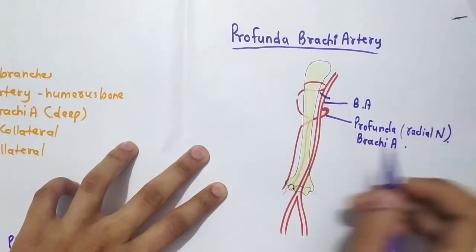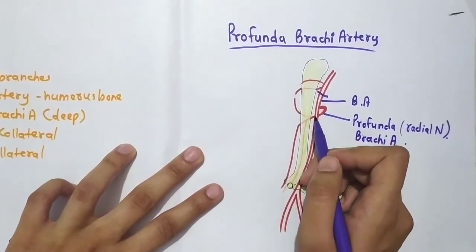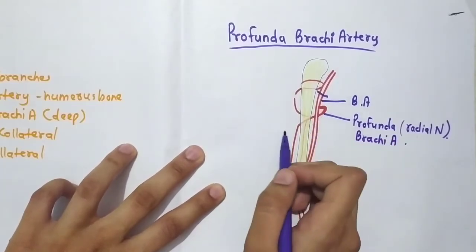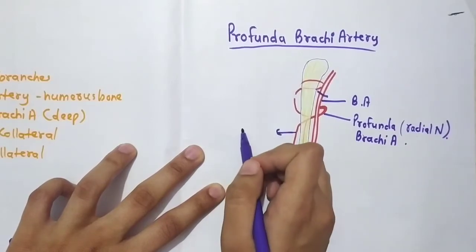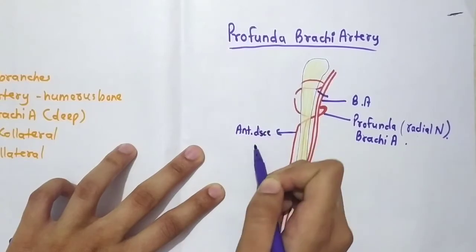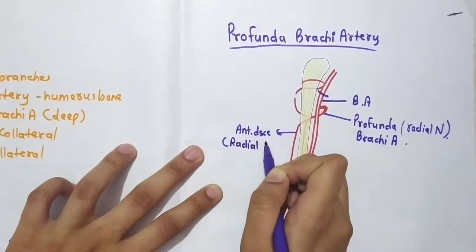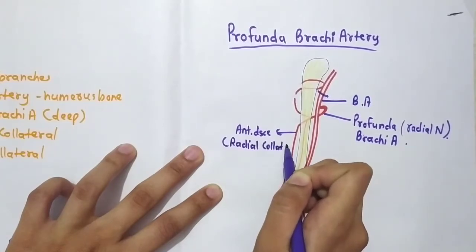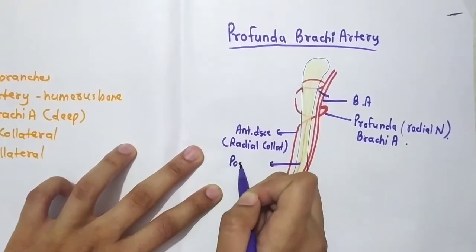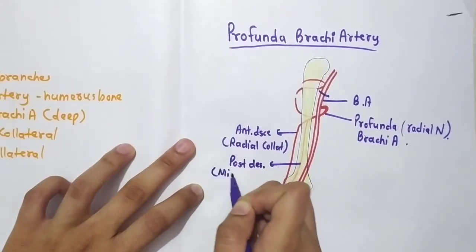throughout its course. So it also passes from the radial groove which is present on the humerus bone, and behind this humerus it then divides into 2 branches. One is this anterior descending branch, which is also known as radial collateral branch, and then this is the posterior descending. Okay, posterior descending branch, which is also known as middle collateral.